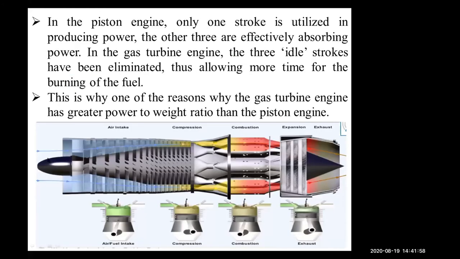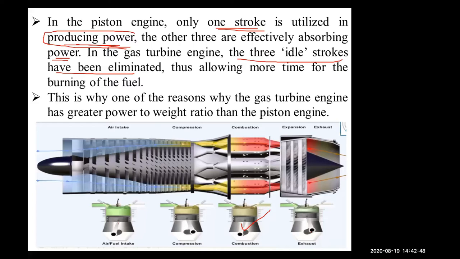So what do we mean by continuously? Here again is the picture. In the piston engine, only one stroke is utilized to produce power. The power stroke, or the combustion stroke, is the only stroke producing power. The other three are effectively absorbing power; they do not produce power. Whereas in the gas turbine engine, the three idle strokes are eliminated. The strokes of air intake, compression, and exhaust are idle during this time.